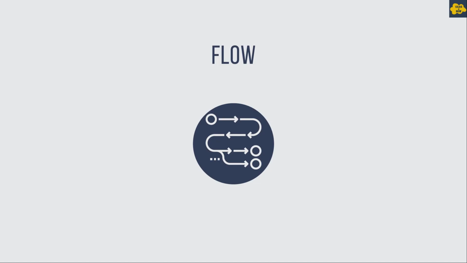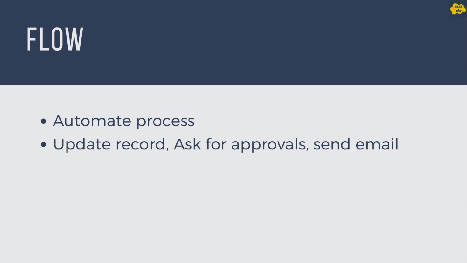Flow. What is a flow? Flow is an automated process with a sequence of reusable actions such as update records, ask for approvals, create tasks, and send notifications. Flow admins can define trigger conditions to start a flow and variables to pass the information between actions.